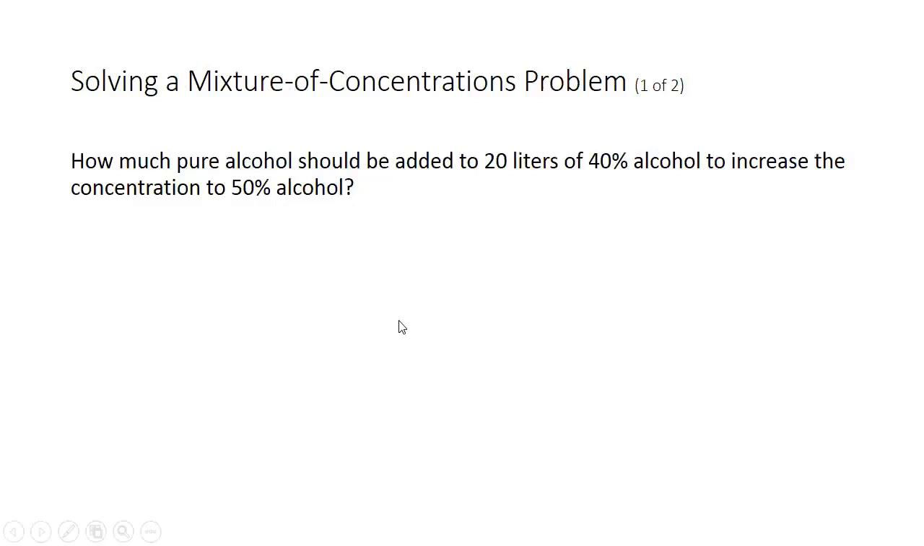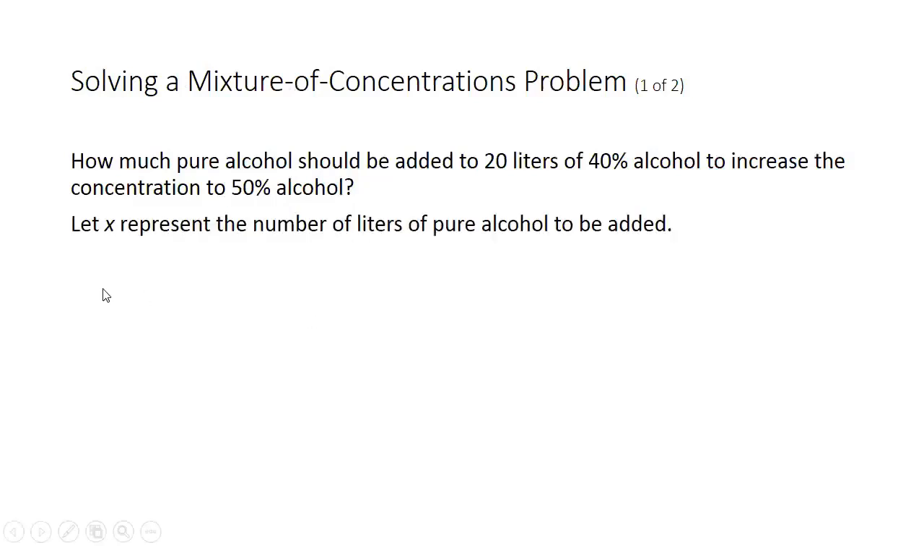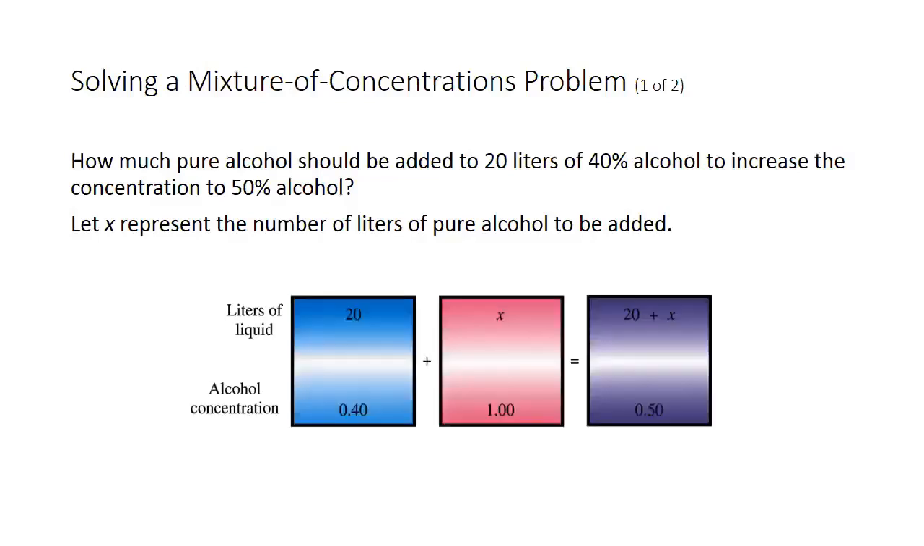The first step, we want to let x represent the number of liters of pure alcohol to be added. Now, it's a good idea to model this using these boxes here. It says how much pure alcohol should be added to 20 liters. So this is known, this is 20 liters of 40%. 20 liters is the amount, and the strength is 40%. Plus, how much alcohol we're going to add, x, and the strength for the pure alcohol would be 100% or 1.